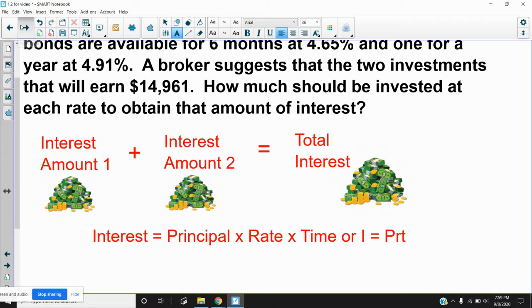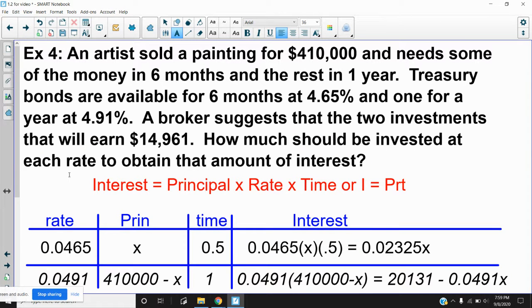And a good way to organize our information is by using a chart that is based off of that formula. So the formula itself is I equals P times R times T. We're going to rearrange that. Instead of the I being in the far left column, our interest is going to be in the far right column. And I'm going to make it say rate times principal times time, because having the rate first makes it easier for me to identify which pile of money I'm working with.